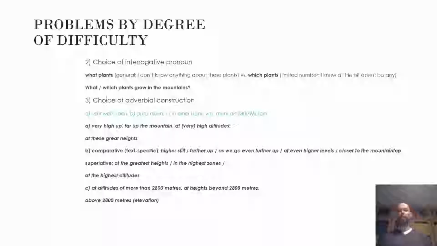More informally, we could also use heights, and we can say at these great heights. So height is the noun, of course, derived from high. For the next two adverbials, we have two types of choices. Either we go for a text-specific choice using the comparative, because we're making a text internal comparison.